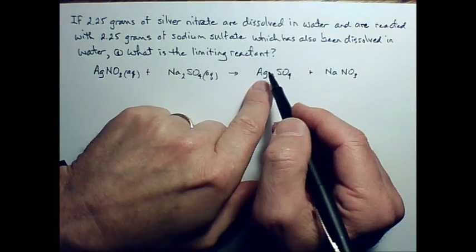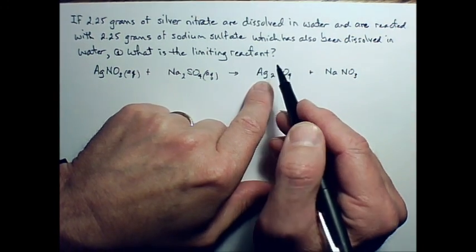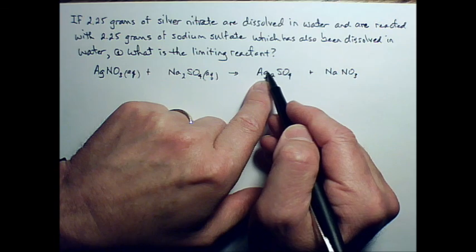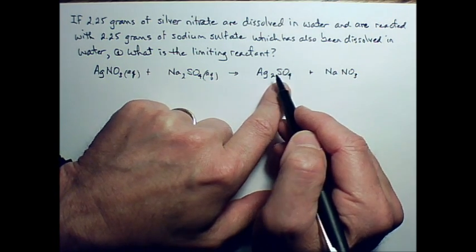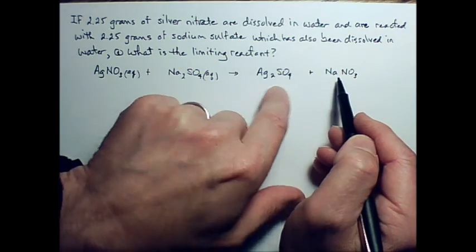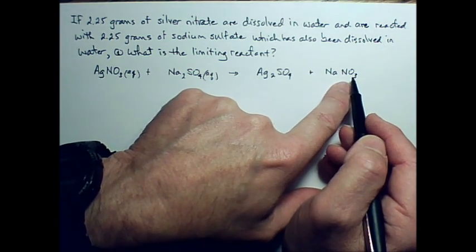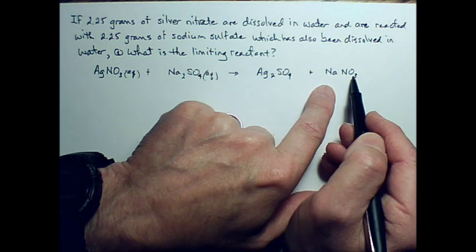Okay. So silver has a 1 plus charge. You can find that on the periodic table with oxidation numbers. Sulfate has a 2 negative charge. So to make that a neutral compound, you need 2 silvers. Sodium has a 1 plus charge. Nitrate has a 1 negative. One of each will give you a neutral compound.